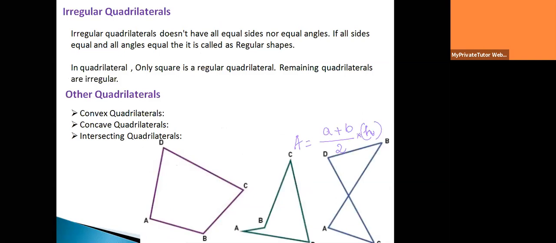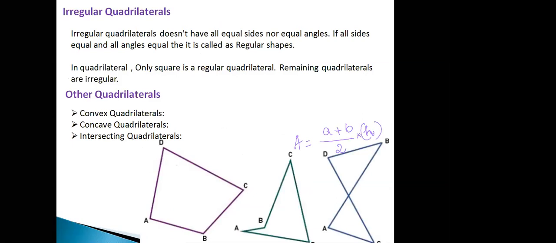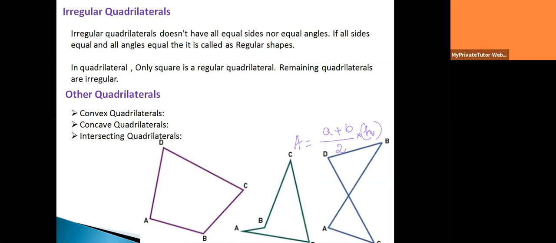So, irregular quadrilaterals, and you guys know that, right? The sides are different, or the angles are different. So we have other types of quadrilaterals such as convex, concave and intersecting. That's how they look. It's not important, we hardly get these questions, but try to remember convex, concave and intersecting.